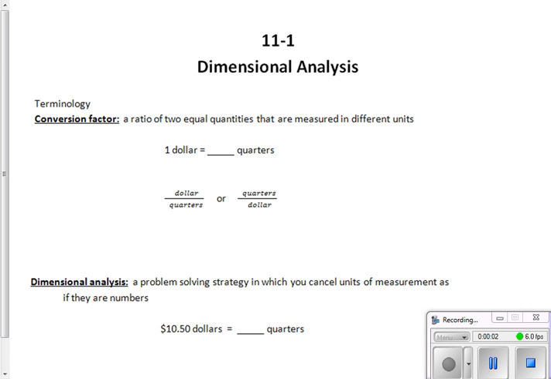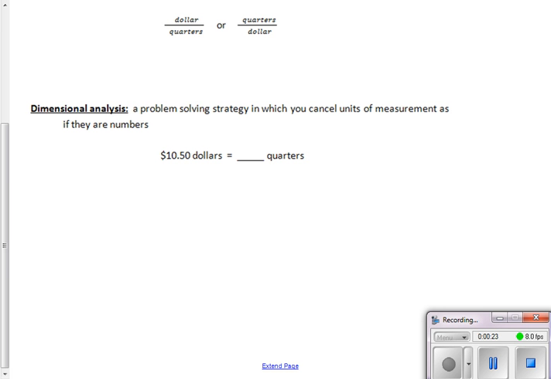Lesson 67, dimensional analysis, is basically a problem-solving strategy in which you can cancel units of measurement as if they're numbers. Getting into a conversion factor, where you're going to have a ratio of two equal quantities that are measured with different units, so being able to convert from one to the other.